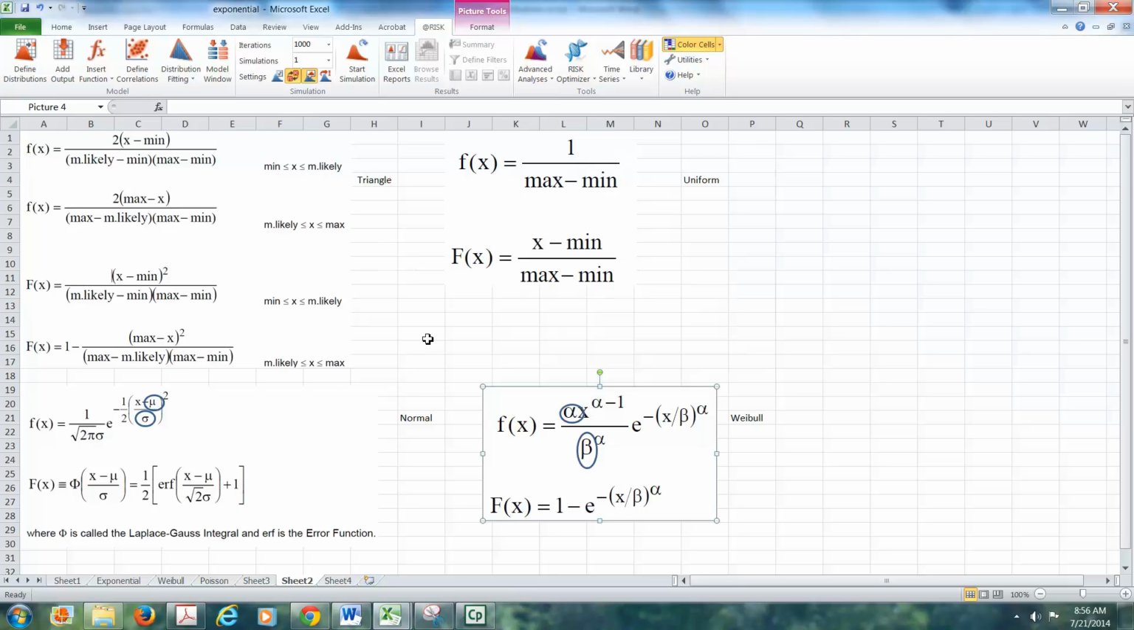On the top left is the function for the triangle distribution. To its right is the formula for the uniform distribution. And here's what I want you to see. There are no parameters in these functions. That is, there is no constant left unspecified. These distributions are entirely defined by your data.